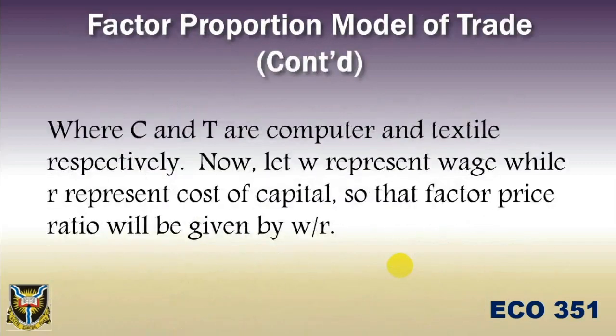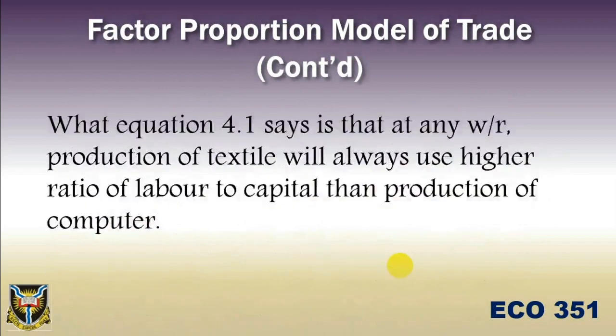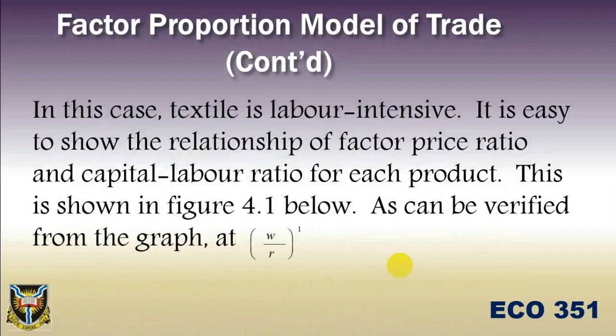Now let W represent wage, while R represent the cost of capital, so that the factor price ratio will be given by W divided by R. What equation 4.1 says is that at any W/R, production of textile will always use a higher ratio of labor to capital than production of computer. In this case, textile is labor intensive.